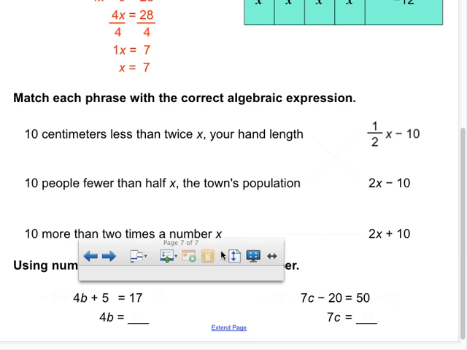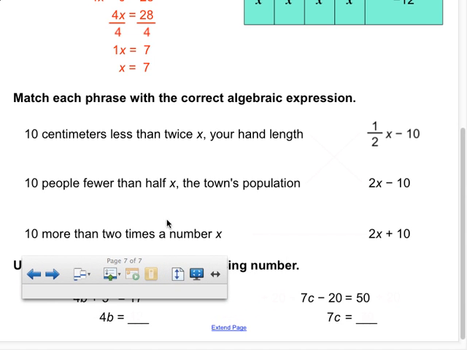Okay. This last part. We need to match these. Well, second to last part. We need to match these word phrases with the expression. Okay. So the first one. Who can explain what they think the first one is? Justin, can you tell me what expression matches 10 centimeters less than twice x, your hand length? Well, that sentence matches with the equation 2x minus 10 because you're subtracting 10 less than. So 10 centimeters less. And then twice x is 2x.